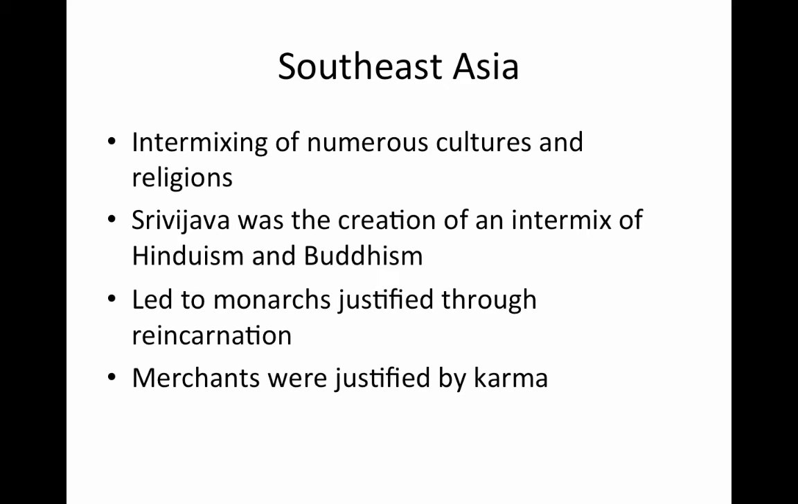Southeast Asia. So one of the things that happened because of the Silk Road, and probably more so because of the Indian Ocean trade, was the intermixing of numerous cultures and religions. For example, there was a kingdom called Srivijaya. Srivijaya was the creation of an intermix of Hinduism and Buddhism. It led to monarchs justifying their rule through the idea of reincarnation, a central belief of Hinduism and, to some extent, Buddhism. Merchants also were justified by the belief of karma.